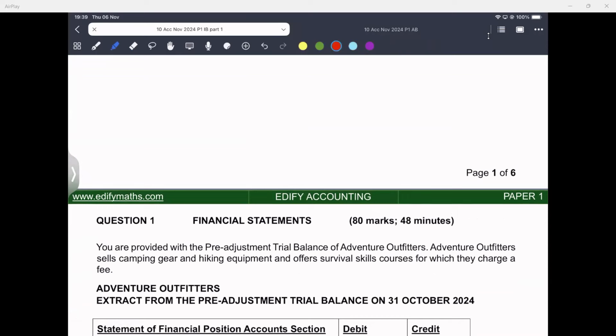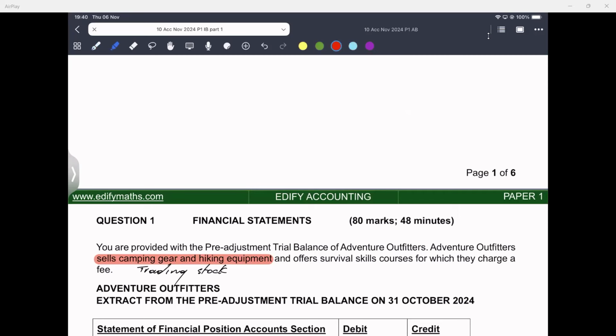Adventure Outfitters sells camping gear and hiking equipment. So that's what they're selling, right? So they sell camping gear and hiking equipment. So that will be their sales, right? This is their trading stock. Let me just write it underneath that. So this is their trading stock, right? So that's what they sell in order to generate a profit. They sell it at a higher price.